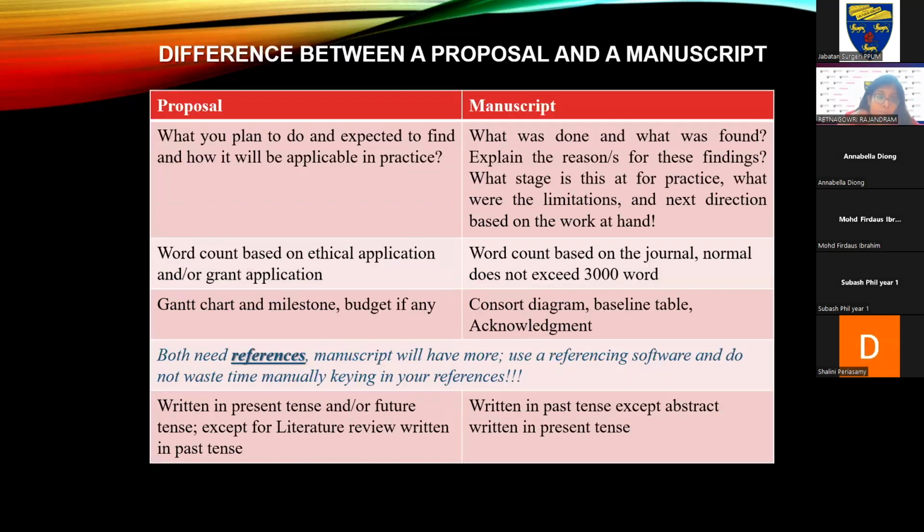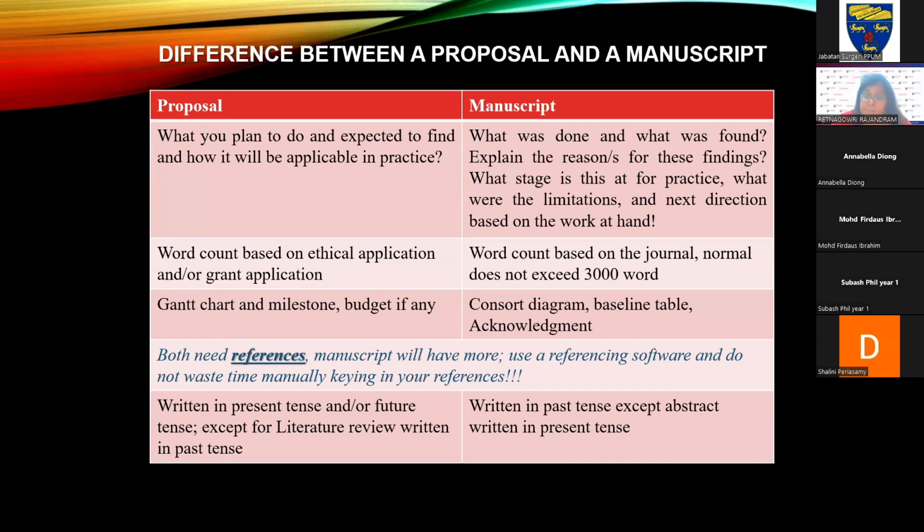Other things which differ between a proposal and a manuscript, though it can also be a thesis, is that obviously the content of a proposal is what you plan to do, what you expect to find, and how you think this is going to change practice and so forth. Word count is probably based on the ethics application or grant application. They will propose the word count or limit there is, so you follow that. Both sets will need references. Probably you'll need fewer references during the proposal stage. And then obviously once you write up, you probably have more references coming in when you start to discuss your findings, okay?